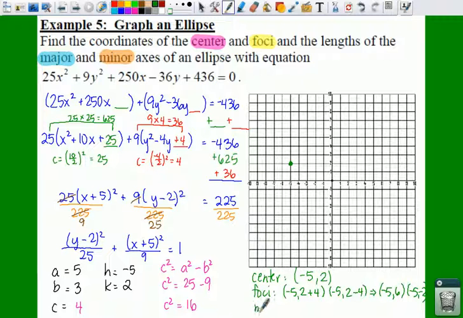Now your major axis, that is just 2 times your a according to your formula sheet. So 2 times 5 gives you a 10. So that means from your center you're going to go up 5: 1, 2, 3, 4, 5. And from the center you're going to go down 5: 1, 2, 3, 4, 5, for a total of 10. And then finally for your minor axis, that's 2 times your 3, which is 6. So from our center we're going to go to the right 3 and we're going to go to the left 3. And we draw in our pretty little parabola.